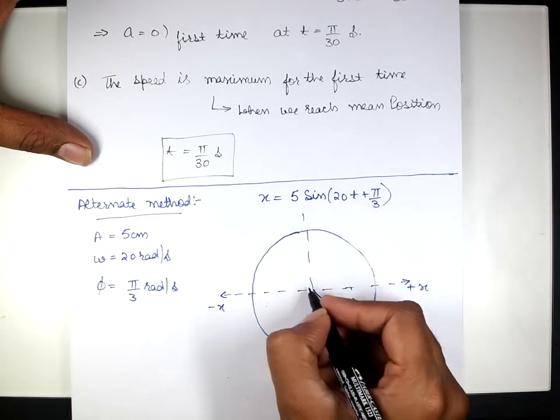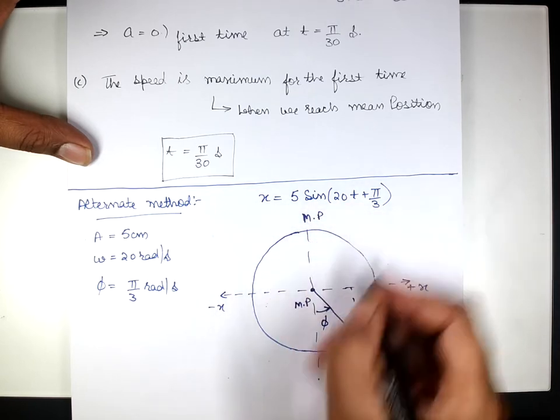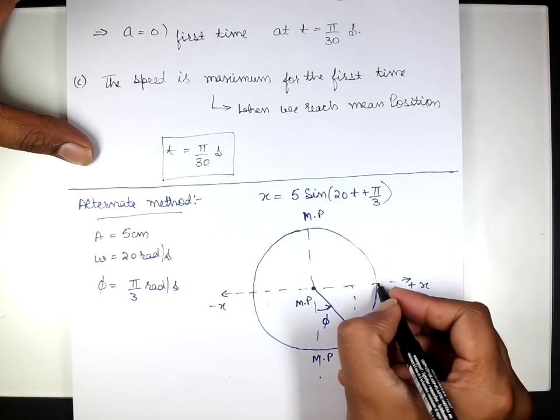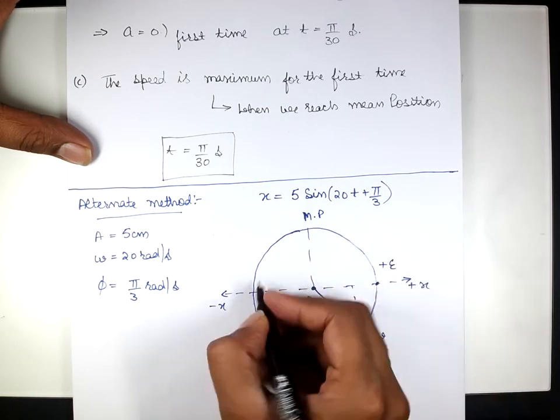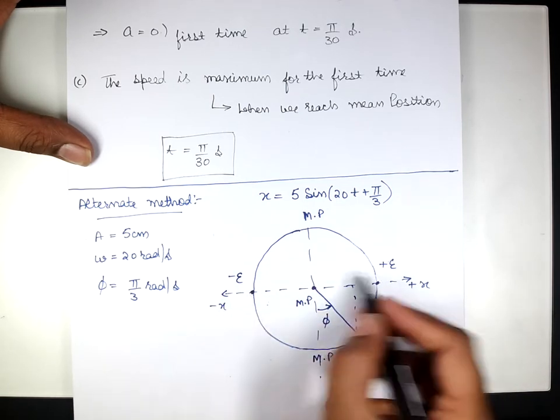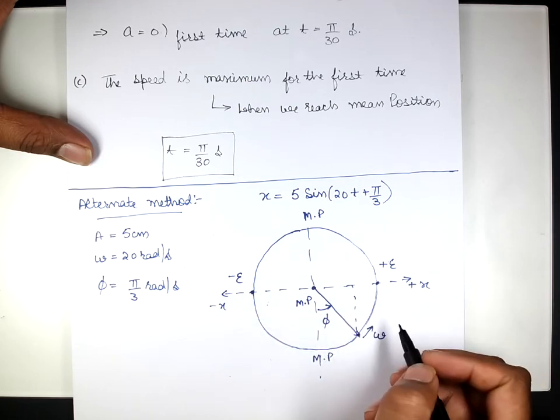This central position over here is the mean position. So the mean position would be covered by the particle when the particle on the circle reaches the top and the bottom part. This particular position over here is the positive extreme, and this position over here is the negative extreme. So basically these 2 points would be covered when the particle on the circle reaches these 2 consecutive points.